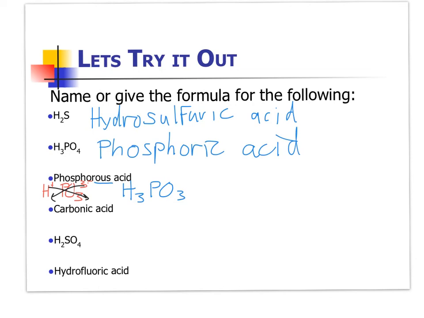Now in the next one, carbonic acid. We'll do the little crisscross here for the beginning. I know it's an acid because it says it, so that means hydrogen's written first. Because hydrogen's written first, it has a positive charge.